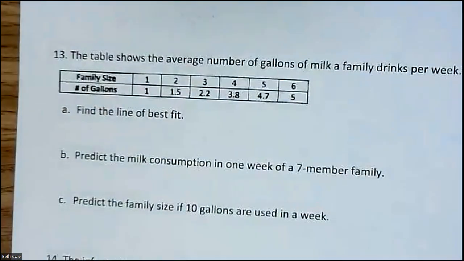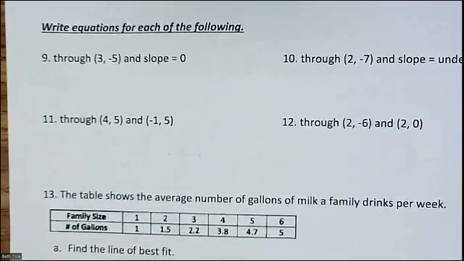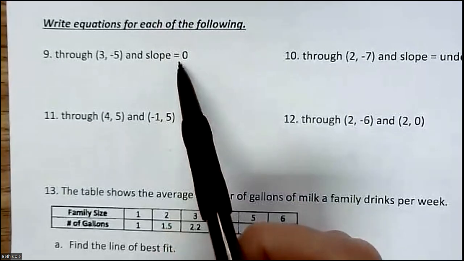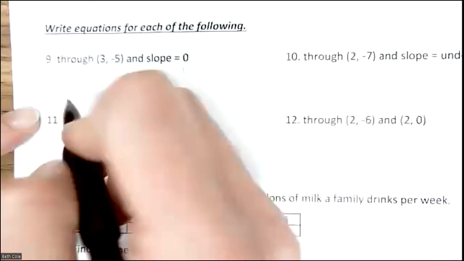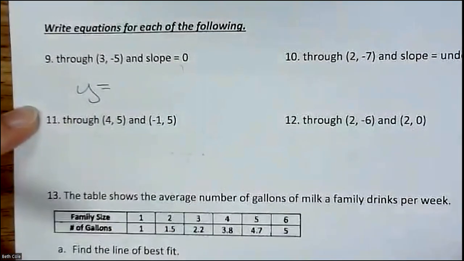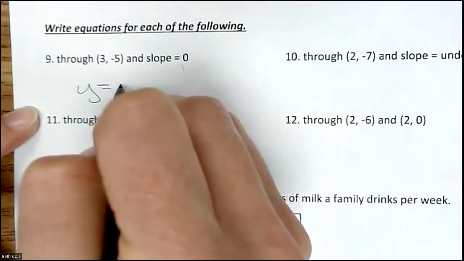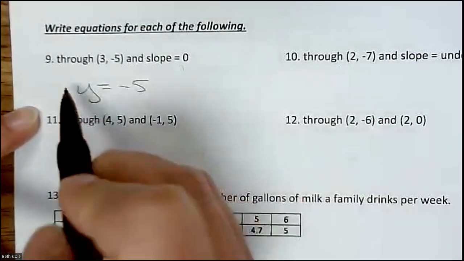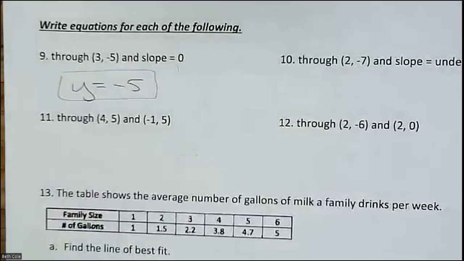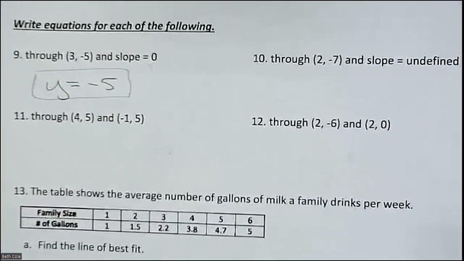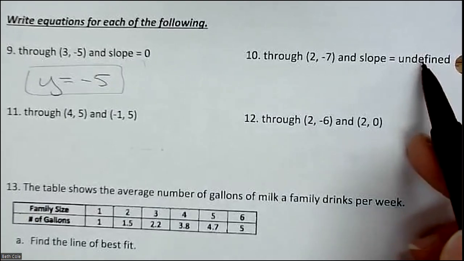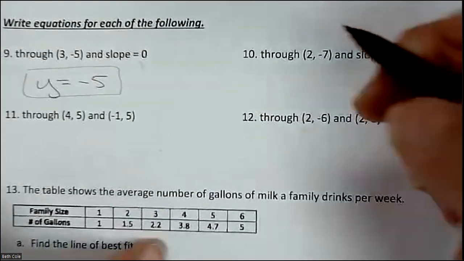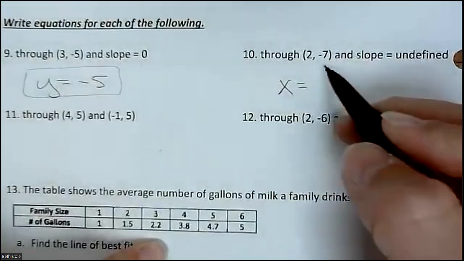And then these are exactly what you were doing on your Quizlet game. So let's see what you've got. We want a slope of 0. Is that x equals or y equals? Good. And what's our y number? Oh, wait, no. -5. Good. All right, undefined. Is that x equals or y equals? X equals. So it's 2. 2. Perfect.